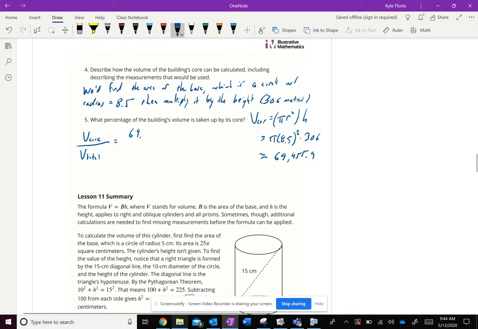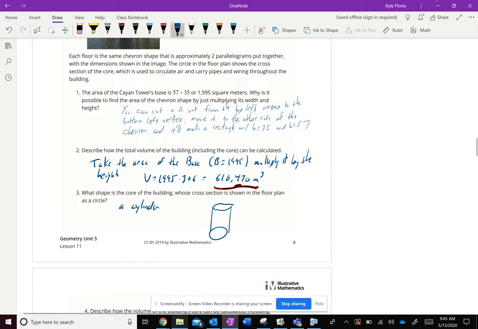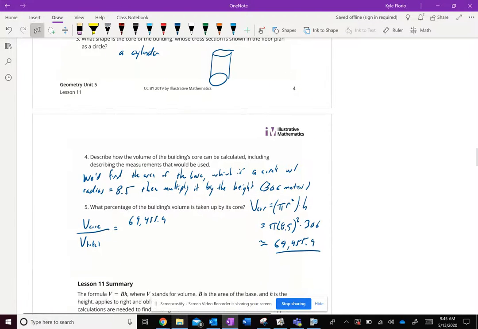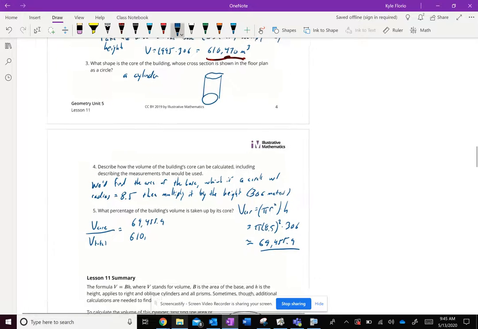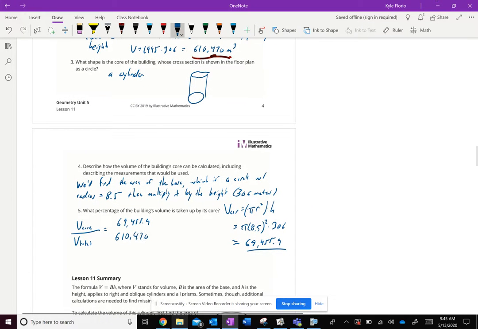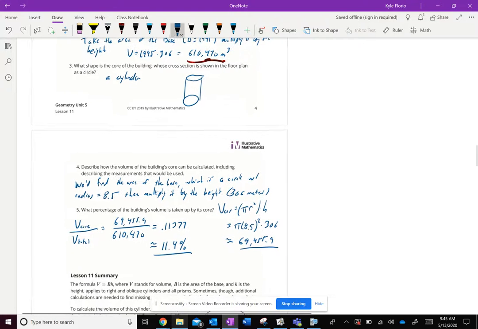So the core we know is 69,455.9. And we know that the volume of the whole thing is 610,470. And so if we divide those, we're going to get approximately 0.11377, which is about 11.4%. We'll round that up to a 4, and we'll call that 11.4%. Anyways, that's it.